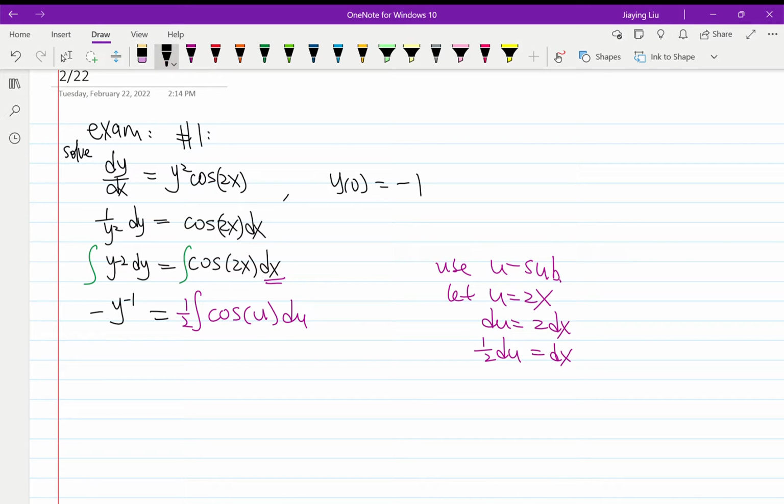Now I can integrate the right-hand side, which is 1/2. When we integrate cosine, we get positive sine. u is 2x, plus c. Right, so we check: if we take the derivative of sine, we get positive cosine. So when we integrate cosine, we get positive sine. There were a few mistakes here, a couple of mistakes when integrating cosine 2x.